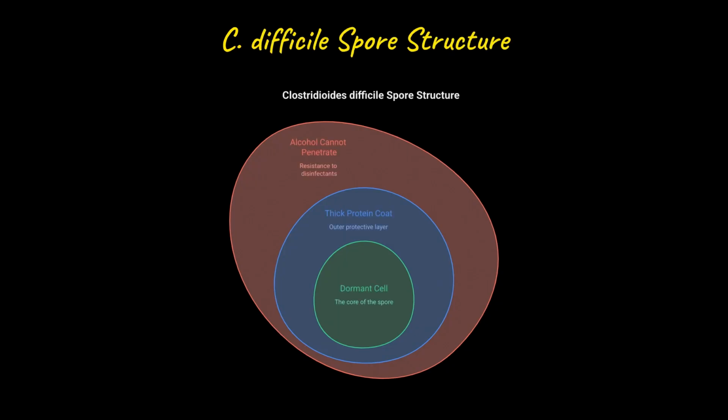C. difficile produces spores with a thick protein coat that shields the dormant cell from heat, dryness, and chemicals. Alcohol simply cannot penetrate that coat, which is why hand rub leaves spores fully intact on the skin.